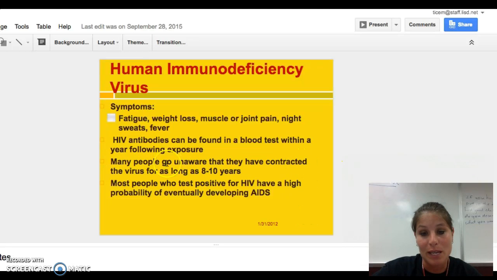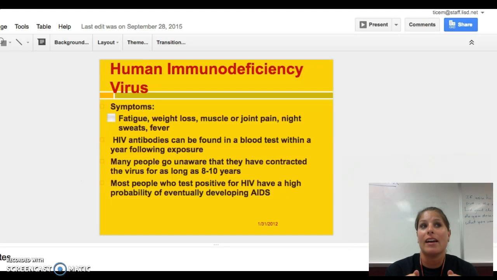Scary fact here: many people go unaware that they have contracted the virus for 8 to 10 years, and some of that has to do with lack of screening. How many of you guys go to the doctor regularly and they do blood tests? That's how you're going to find this out sooner rather than later. Some people don't, and so they've lived with this disease and passed it along without even knowing that they have it. And that's why our number can get so high.